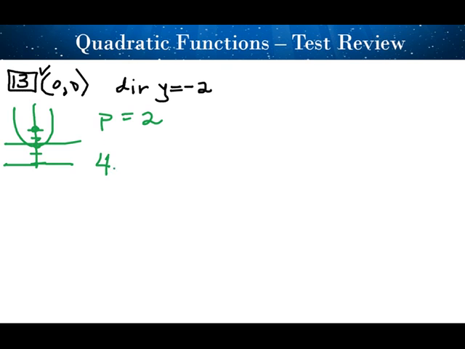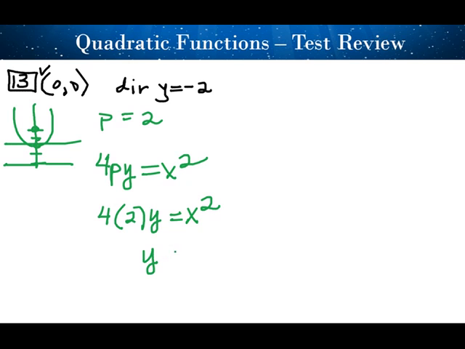So this can be a 4py equals x squared. So we're going to take 4p, 4 times 2, which is the p, y equals x squared. I know I want to put the 8 over on the other side just to make it look like we're used to seeing it. So I'm going to divide the 8, so I'm going to make it 1/8 x squared. Okay, and that is your answer for that one.